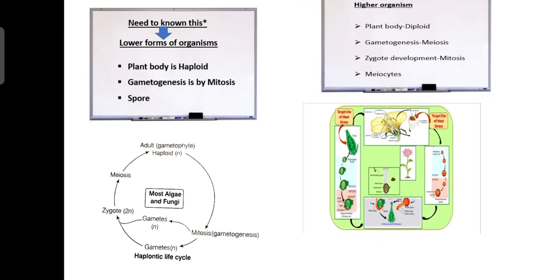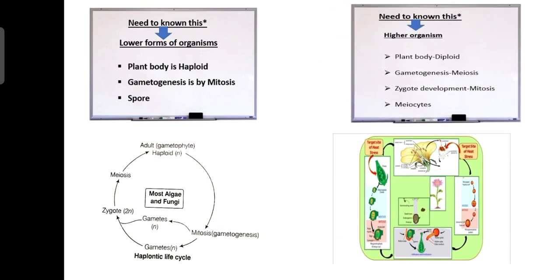So now we'll study how gametogenesis takes place in the higher organisms. Higher organisms means it involves examples like the pteridophytes, the gymnosperms, the angiosperms and almost all the animals.